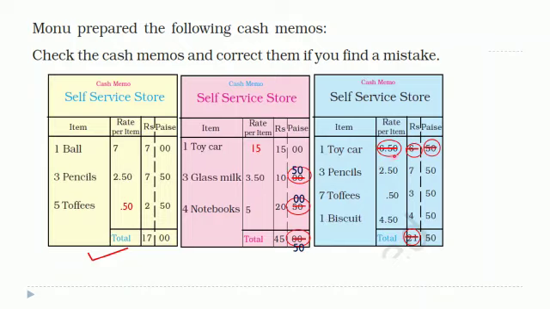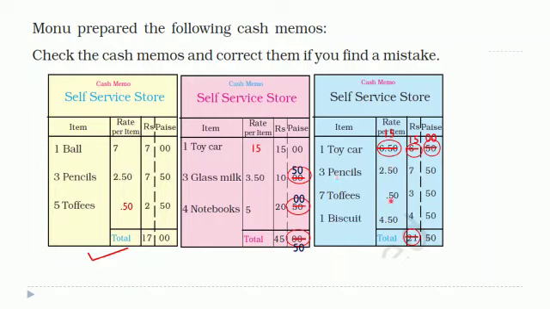Now here they have given 1 toy car is 6 rupees 50 paise. So the car amount is actually, we know it is 15 rupees. So first we have to write here the correct amount. So here what we will get, rupees will be 15 and paise will be 0. And when you see, these costs are correct.